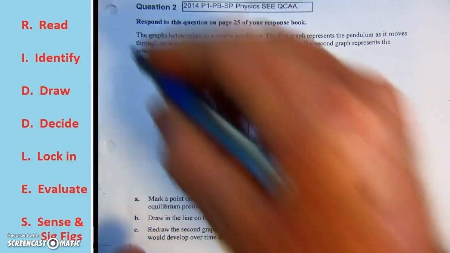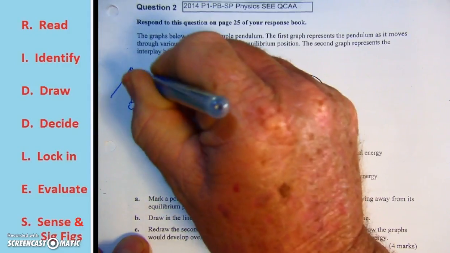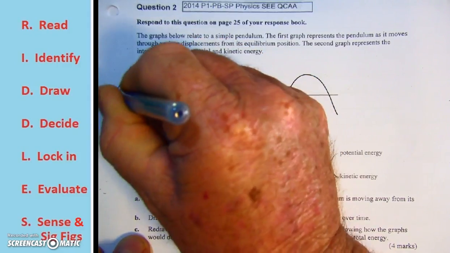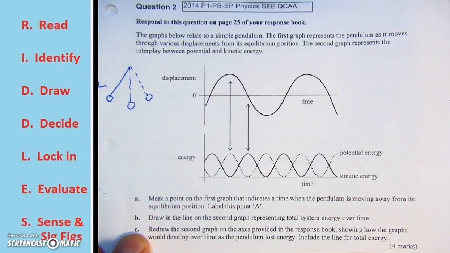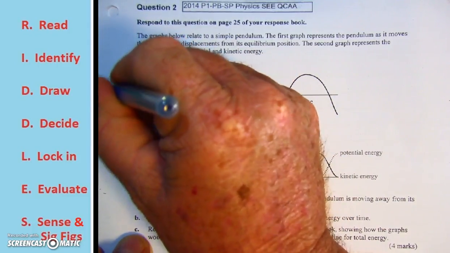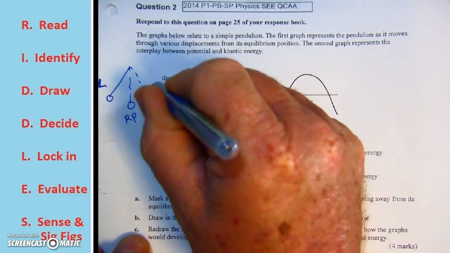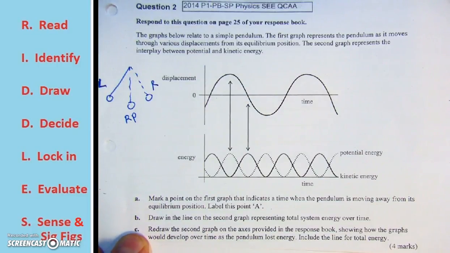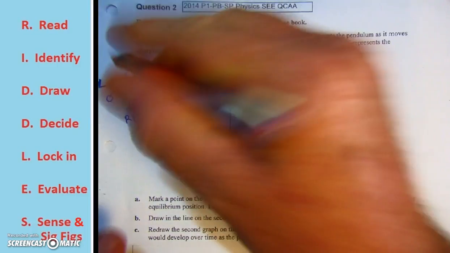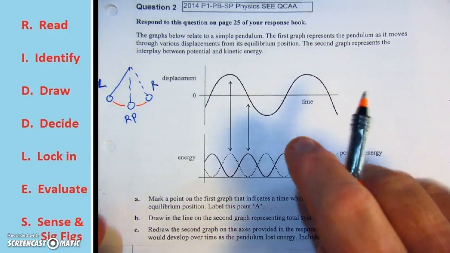Let's just draw a diagram of a pendulum as it swings backwards and forwards. So here it is to the left, swings through the rest position, goes out towards the right and swings backwards and forwards. So we can put a mark on here just to show the direction of movement.